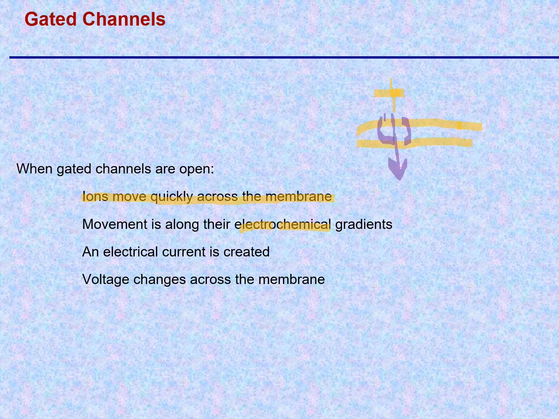Well, it is going to rush inwards not only because it has a higher concentration on the outside, but also because the inside is negatively charged and it will be attracted to that negative charge. Okay? Like charges repel each other and opposite charges attract each other. And that rushing in or movement of charged ions, electrolytes, is the current, the actual electrical current. And as a result, the inside becomes more positive, so there's a voltage change across the membrane.